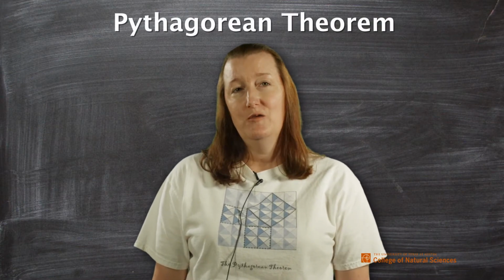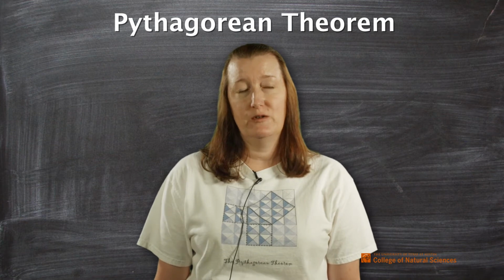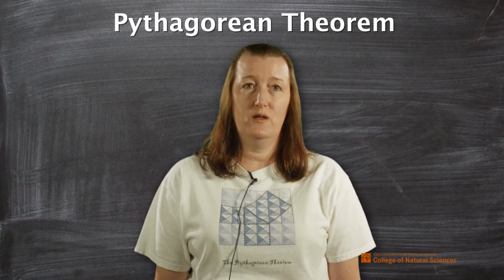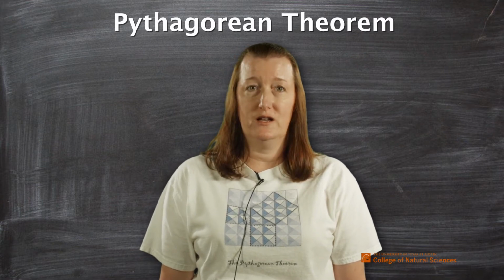All right, today we're going to discuss an application of the Pythagorean theorem. Recall the Pythagorean theorem states that if a triangle is a right triangle, then the square of the length of the hypotenuse is equal to the sum of the squares of the lengths of the other two sides.